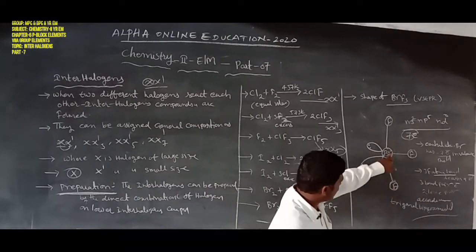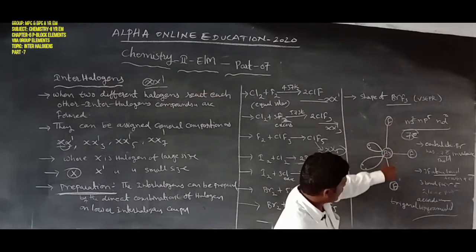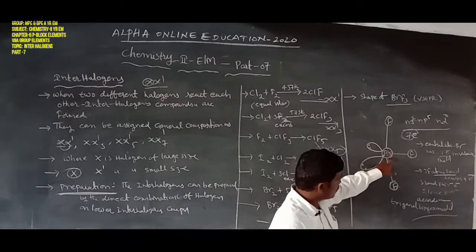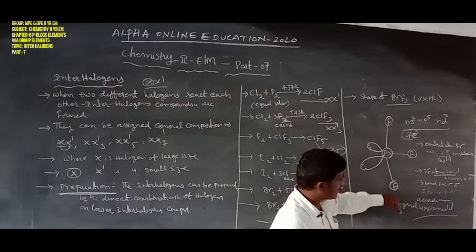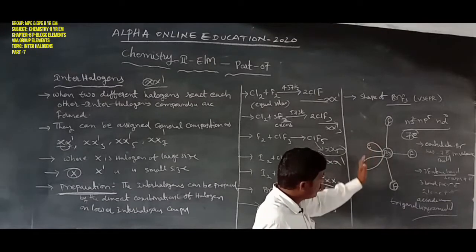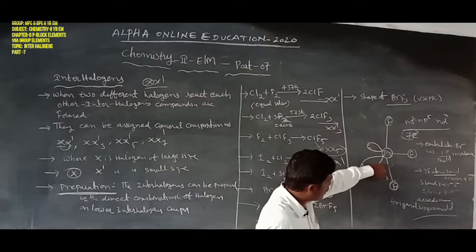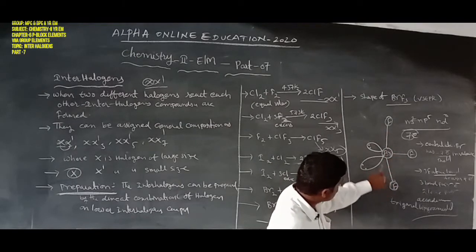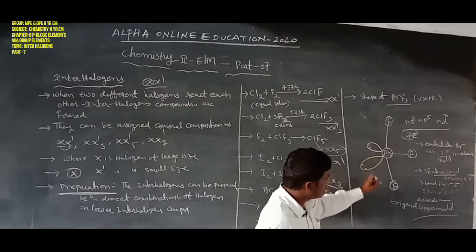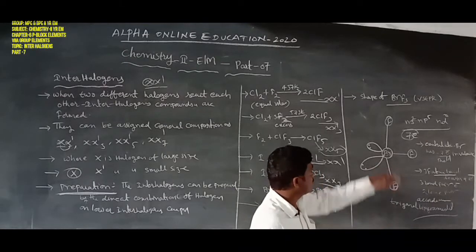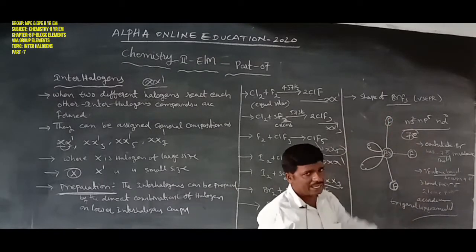Bromine bonds with 3 fluorine atoms: 1, 2, 3. With the 3 fluorine atoms bonded to the bromine, 4 electrons are left: 1, 2, 3, 4. Here 3 are bond pair electrons, and 2 are lone pair electrons. According to this, the structure of BrF3 is based on the trigonal bipyramidal arrangement. That is the structure of BrF3.